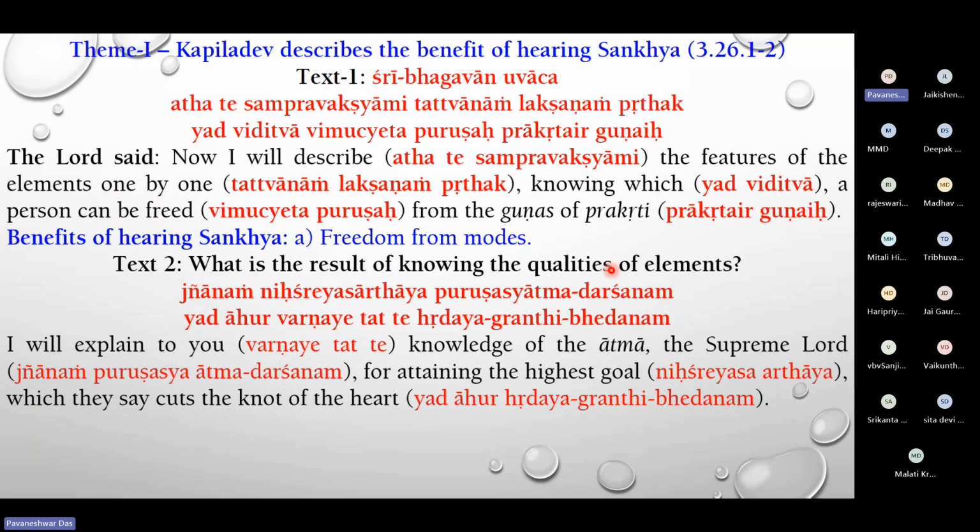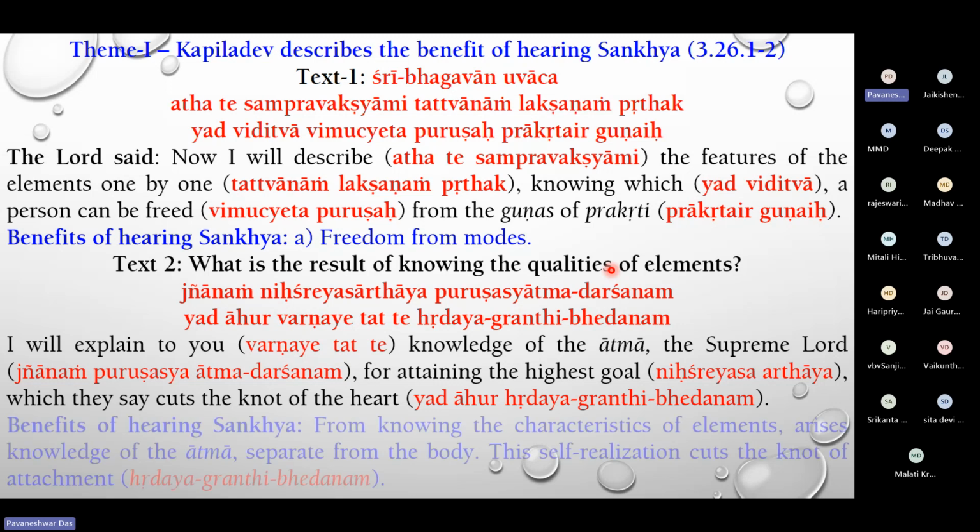And then, Jnanam Nishraya Sardaya Purushasyatma Darshana Yad Ahur Varnaya Yatatte Hrudaya Granthi Bedanam. I'll explain to you the knowledge of the Atma, the Supreme Lord. That means basically, I'll explain to you the knowledge of the 28 elements, starting with Paramatma, the Supreme Lord. For what purpose? For attaining the highest goal. The understanding of these elements is supposed to lead to the highest goal, that is moksha, which they say cuts the knot of the heart. Our attachment to this material world is being cut, and one will go back to God. That is the overall understanding.